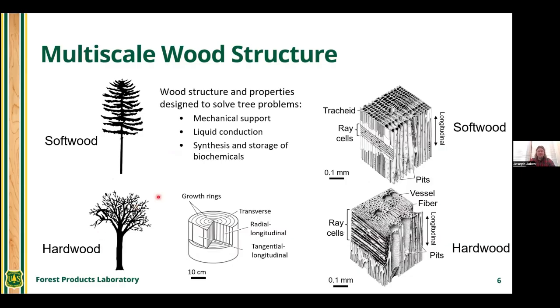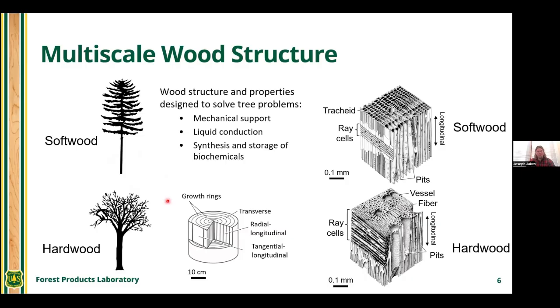One thing to keep in mind when studying wood always is that wood was designed by the tree to solve tree problems. So those primary tree problems in a living tree are mechanical support, so maintaining the tree above ground, liquid conduction, so moving water from the roots up to the shoots, and food produced in the leaves back down to the roots, and also synthesis and storage of biochemicals.